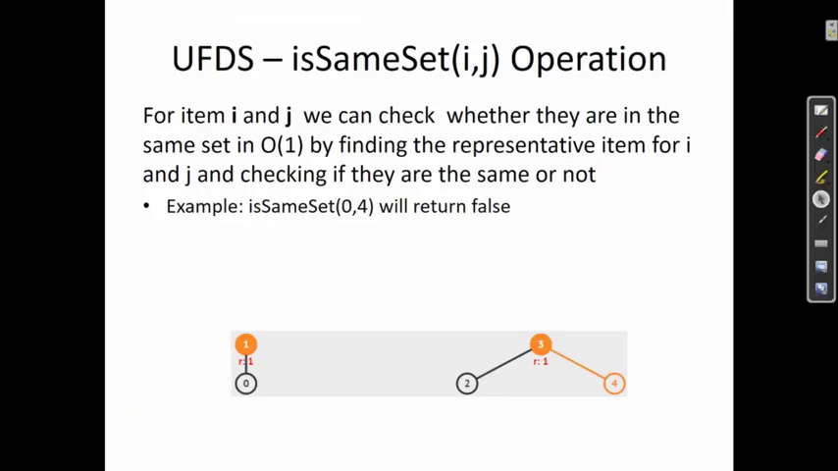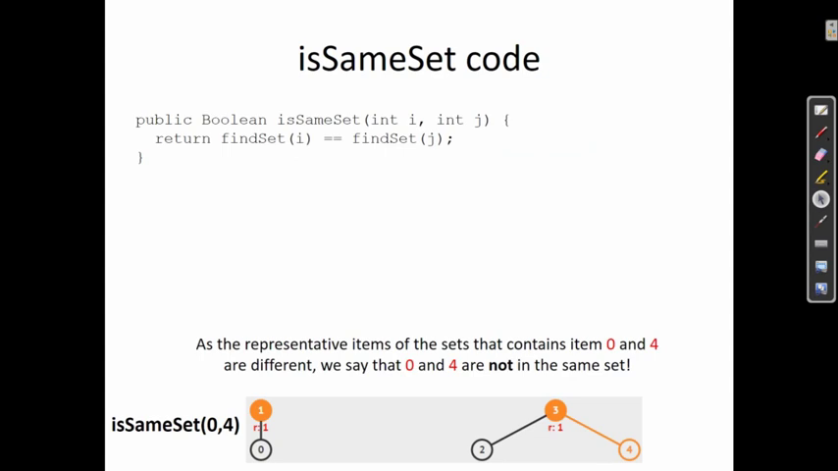Let's go back here. Okay, so another example here. Is same set 0 and 4? Which is not true, right? Because the representative item of 0 is 1, the representative item of 4 is 3. So 1 and 3 are different. Okay, so very simple. Same set is just like return find set I equals find set j. So you'll see that in the same set code, I call find set, right? So in same set, we also do path compression. So you see that path compression is done in a lot of places, okay?